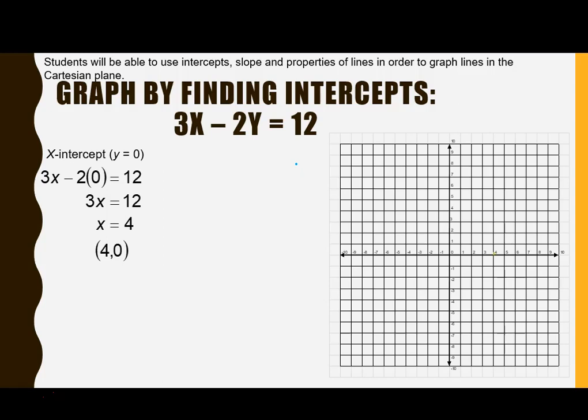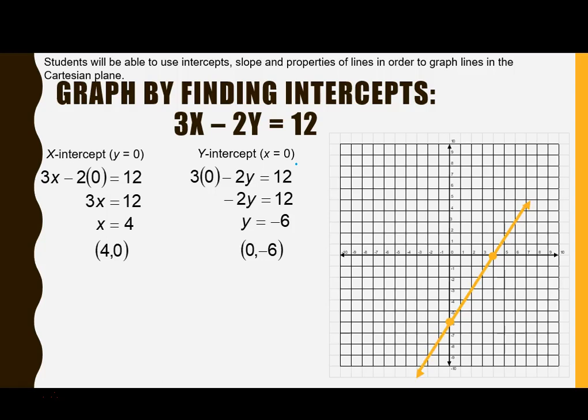Then we find the y-intercept. The y-intercept occurs when x equals 0. So we have 3 times 0 minus 2y equals 12. So negative 2y equals 12, which means y is negative 6. So our ordered pair is (0, -6). And we plot that. And we connect the dots.